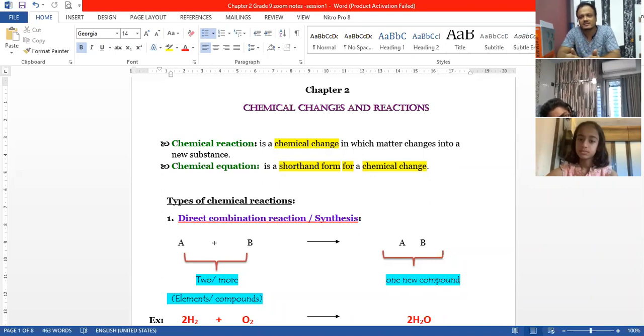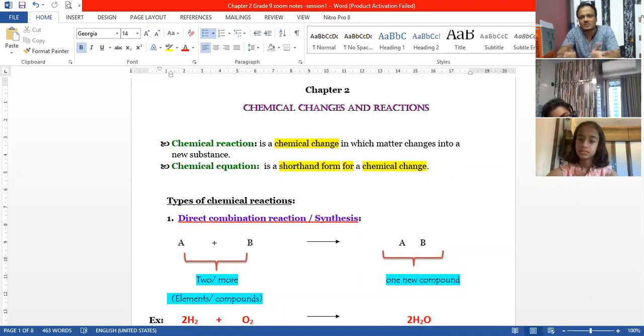Similarly, there will be change of colors in certain reactions. For that, we would discuss copper sulfate solution, into which we add a more reactive metal, like for example I can add zinc or I can add iron.